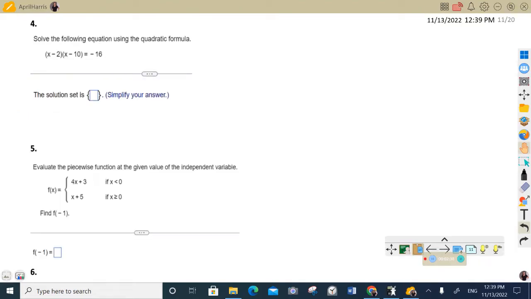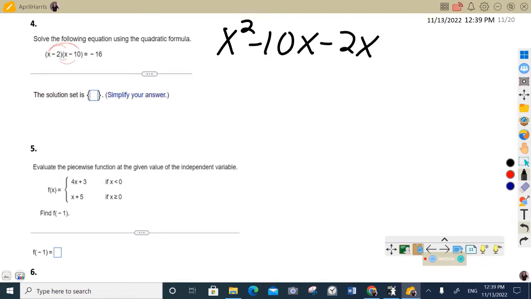Okay, question number 4 says solve the following equation using the quadratic formula. I notice that we have a binomial times a binomial, so I'm going to distribute, or FOIL. I'm going to multiply that out, so I get x times x is x squared. Negative 10x is on the outers. Negative 2x is on the inners. And last times last is going to be positive 20. And that equals negative 16.